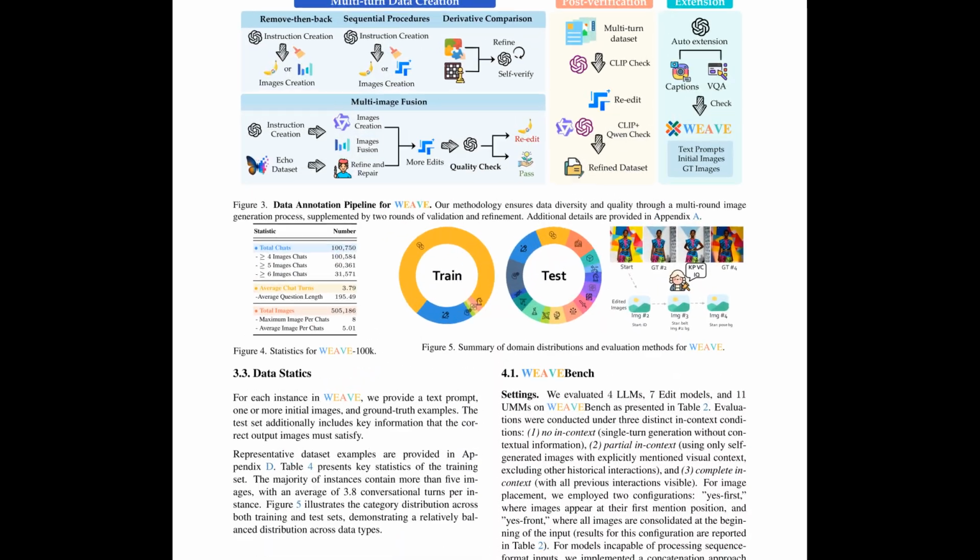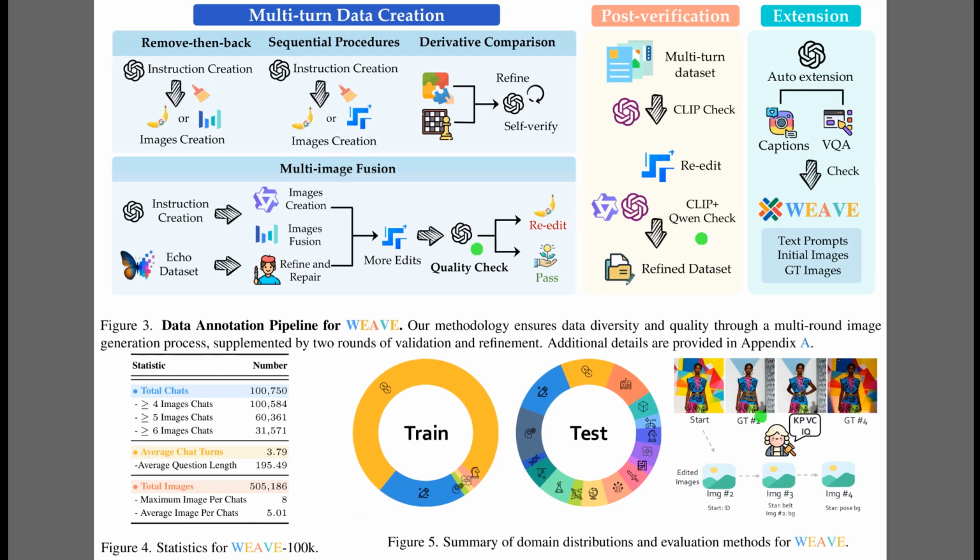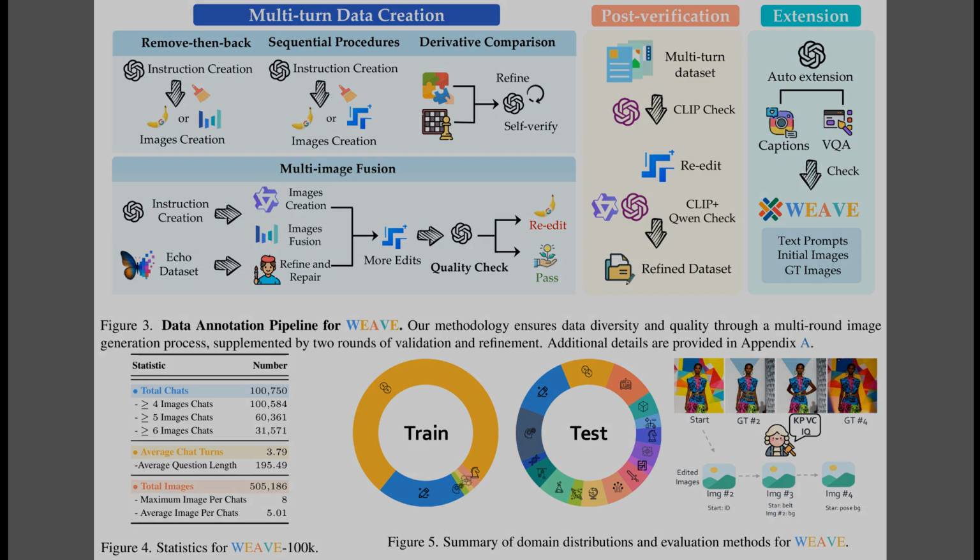Well, Figure 3 presents the multi-turn data pipeline that creates edits through 4 pathways and then verifies them with automatic checks and re-editing, so quality stays high. Figure 4 reports scale with about 100,000 chats and roughly 5 images per chat. Figure 5 summarizes domains and the hybrid judging scheme that scores key point correctness, visual consistency, and image quality. Key point correctness means the judge checks whether the specified edits or objects actually appear in the generated image.